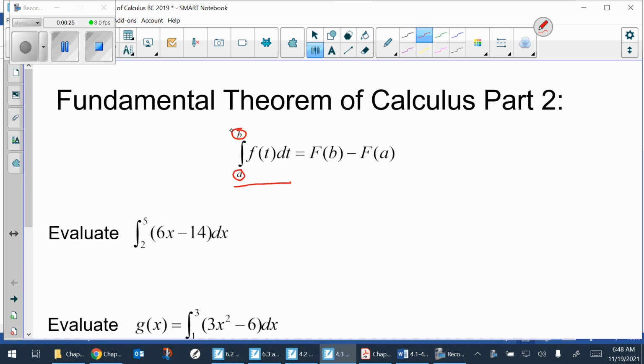limits. Simply take the antiderivative at the upper limit and subtract away the value of the antiderivative evaluated at the lower limit. So that's why we finished up chapter 3 learning about antiderivatives, and focusing on that when we got into chapter 4.